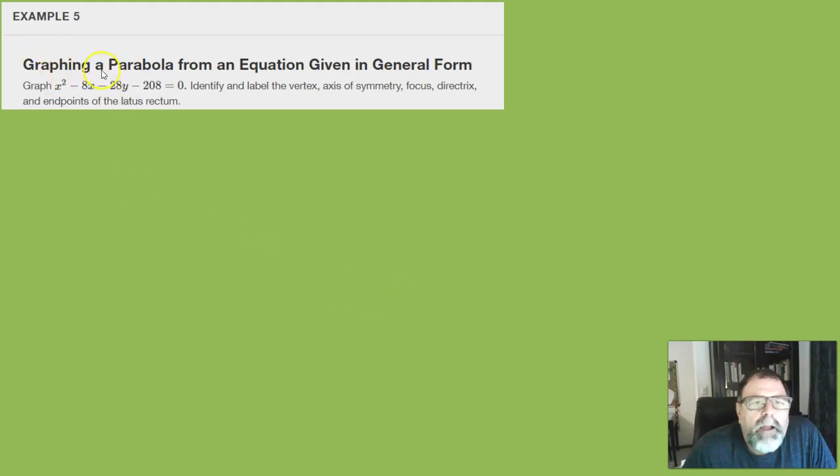All right, so example 5, graphing a parabola from an equation given in general form. So we have x squared minus 8x minus 28y minus 208 equals 0. And we want to identify, label, all that stuff. All right. Okay, so we want to put it in the standard form. So you notice you have just the x squared. So this is going to be a parabola that opens up, or down, depending on p. Our standard form: x squared equals 4py, but then don't forget the h, k, right?